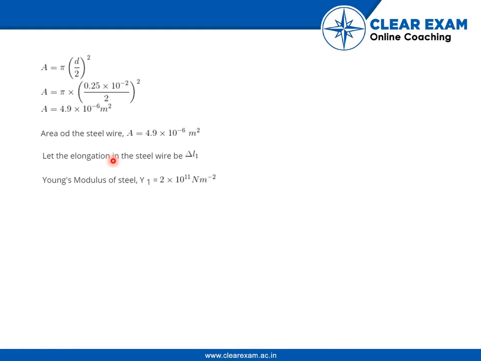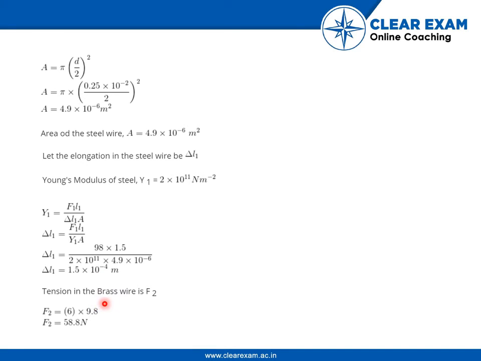Let the elongation in the steel wire be delta small l1. Young's modulus of steel, Y1, equals 2 into 10 to the power 11 Newton per meter square. Capital Y1, that is Young's modulus, is F1 L1 divided by delta L1 into A. So from this particular formula, we can find out the value of delta L1. Putting all these values, we get it to be 1.5 into 10 to the power minus 4 meter.